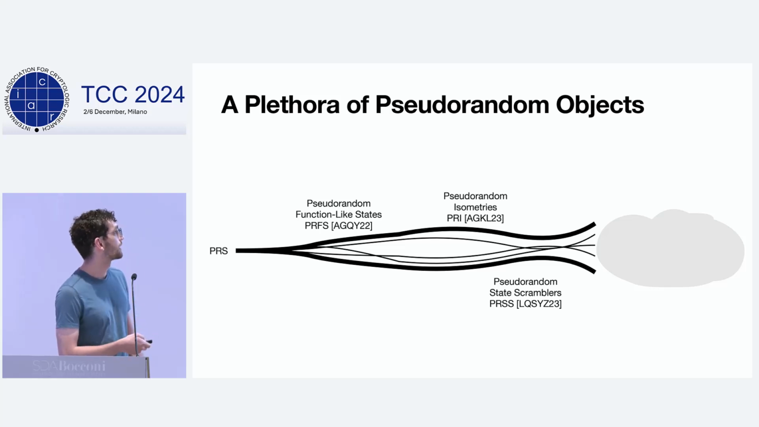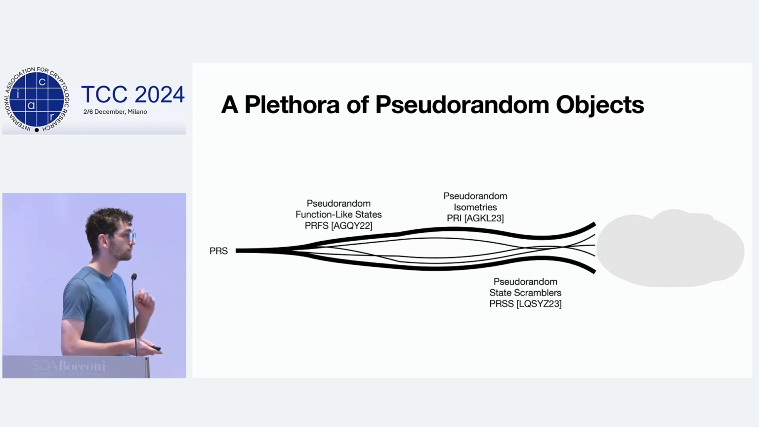Cool. So let's come again to the plethora of pseudorandom objects. And our work lies somewhere here. It's very close to pseudorandom unitaries, but not quite there. Our work also subsumes the works of pseudorandom isometries and function-like states, and partially subsumes the results of pseudorandom state scramblers, partially subsuming because PRSSs are also scalable.